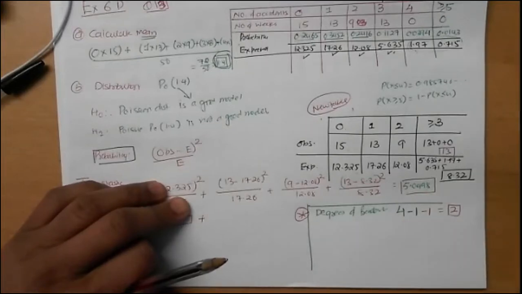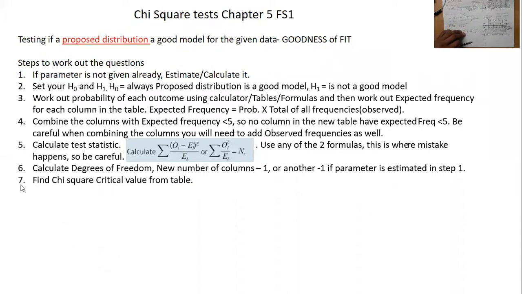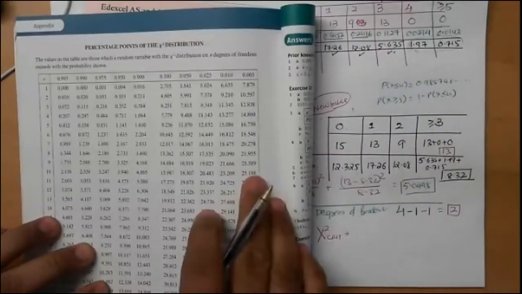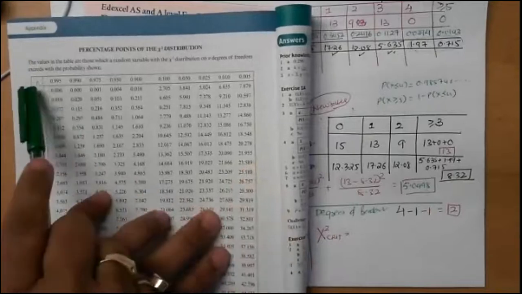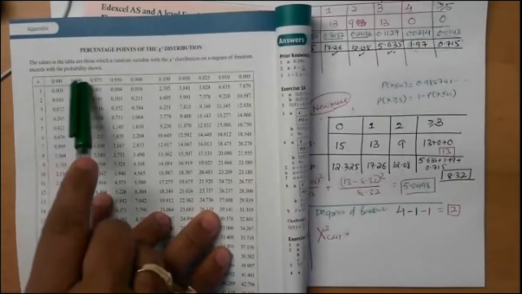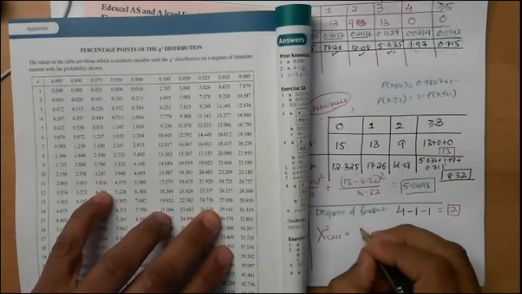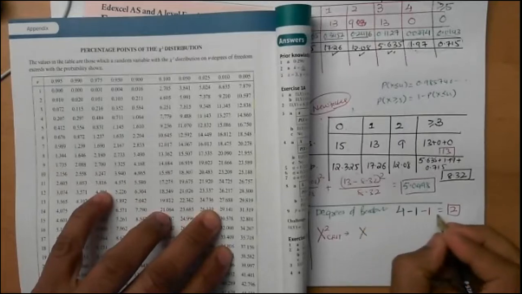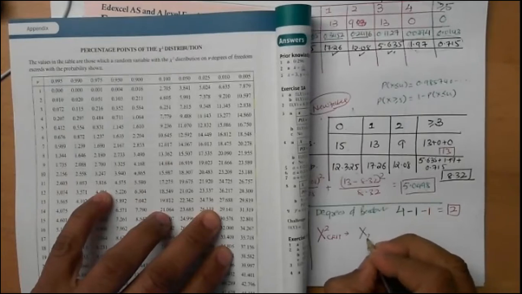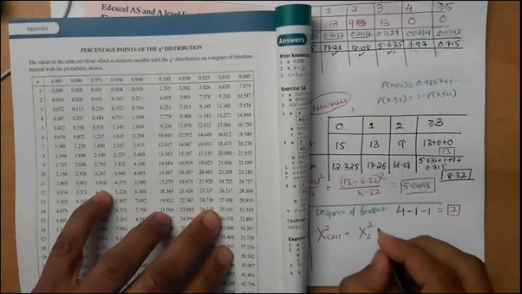The next step after that, number 7, is to find the chi-square critical value from tables. I'll show you how to work that out. Right, so this is the table I'm going to use, which is in the book. What does it need? It needs degrees of freedom and a significance level. So the significance level here was 10. How do we write this, guys? The degrees of freedom is 2, so chi is 2 at the bottom. This is how it's written. And 10%. That's the significance level.